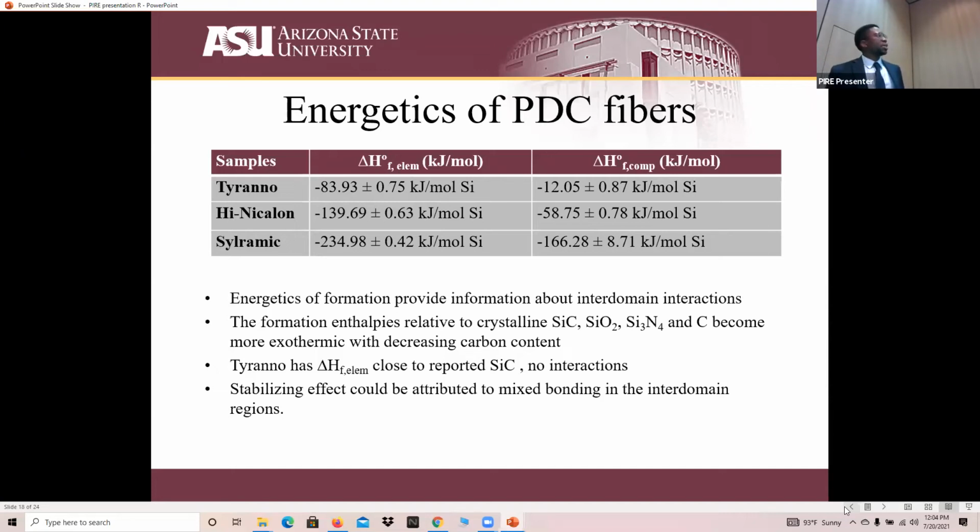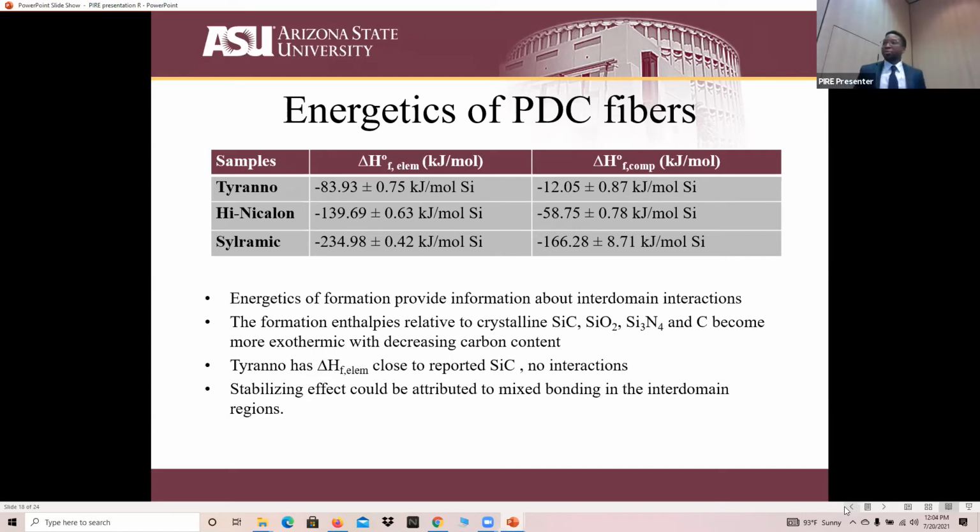What we see in here is that as the number of bulk constituents increases, we see an increase in the thermodynamic stability of the fiber, which is depicted by more exothermic enthalpy of formation from elements and components. And the stabilizing effect could be attributed to the nature of mixed bonding that takes place within the interdomain region.